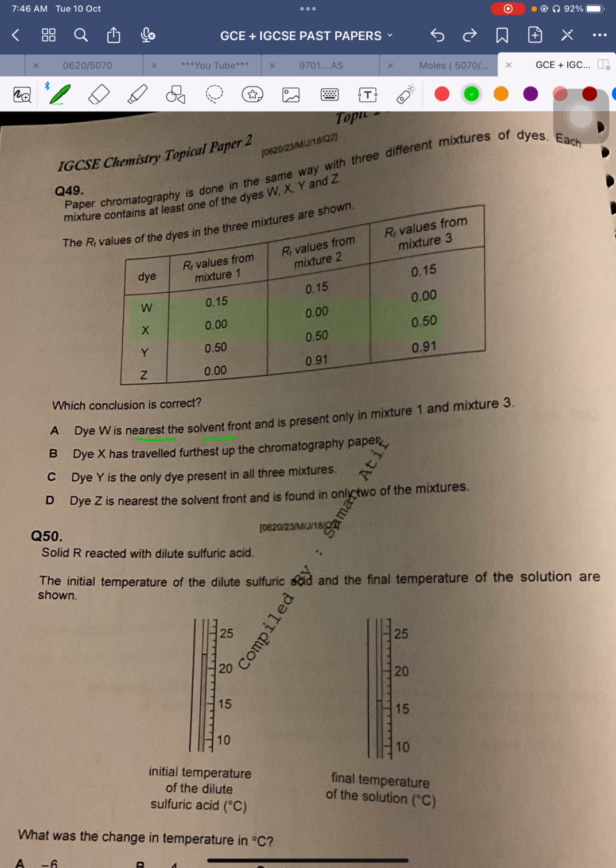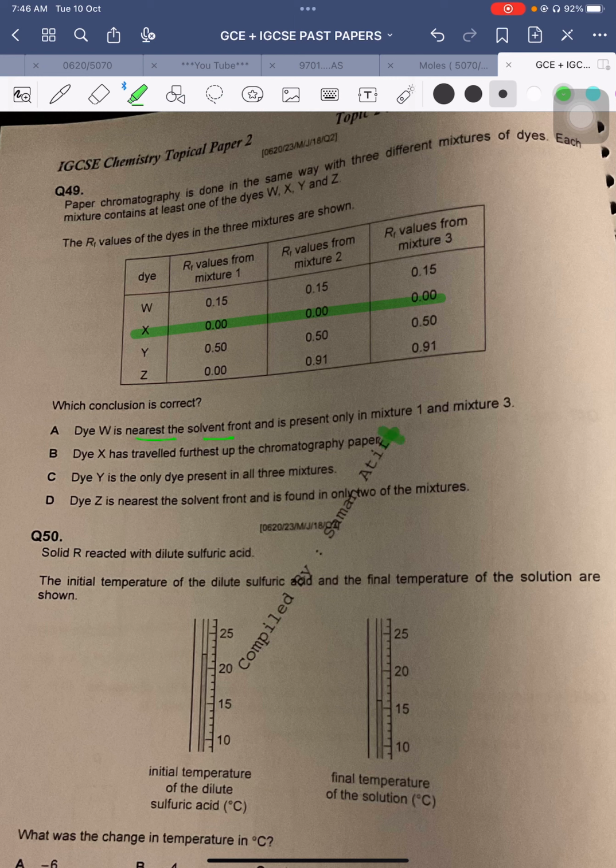I should erase this. Okay, I should mark it comparatively narrow. Oh no, it's not happening. I can take this. Okay, so X is insoluble in water. X has traveled the farthest up the chromatography paper.